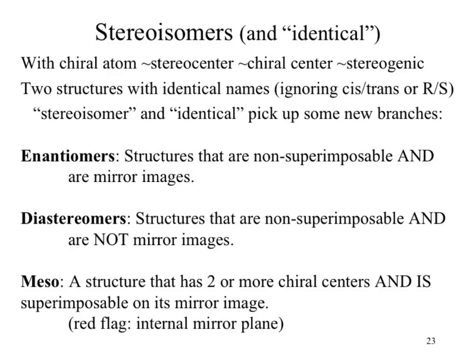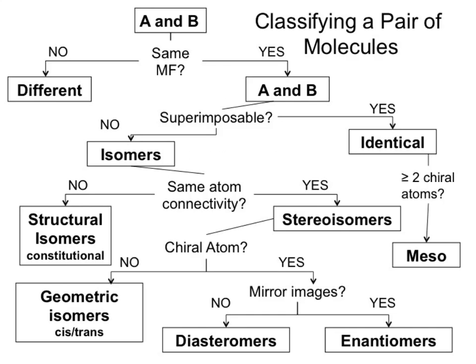So let's stack this into this. Of course it's got to get smashed a little bit. Where we ended before was up at our stereoisomers. So our new additions. Identical. If you have two compounds that are superimposable on each other, look for two chiral atoms. If you have at least two chiral atoms, it's a meso compound.